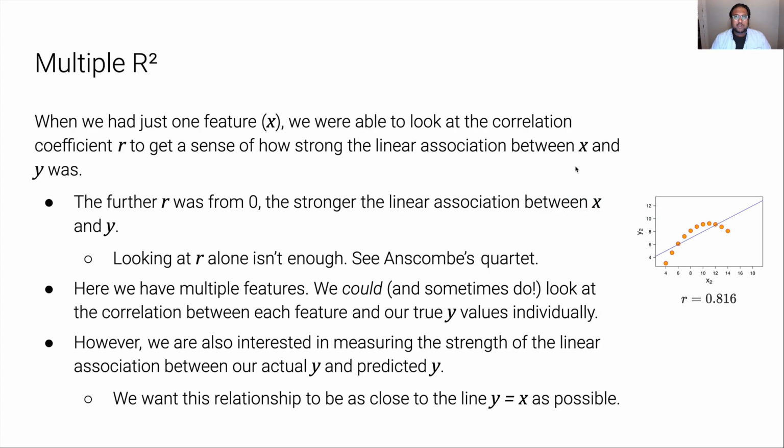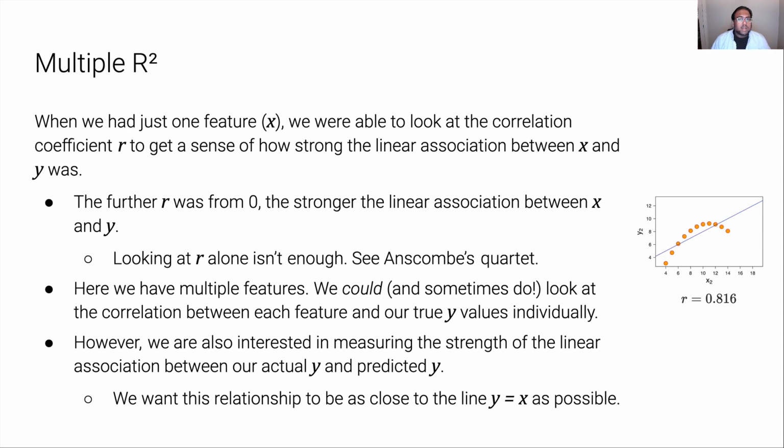Now let's look at some measures of correlation. Back when we had just one feature x, we were able to look at the correlation coefficient r between our x and y to get a sense of the strength of the linear association between x and y. The issue we have now is that we don't have just one independent variable or just one feature x. Now, with the multiple linear regression model, we can have any number of features. And so one thing we could do is look at the correlations between our features themselves individually with our y values. And that is something that you may do in practice, actually.